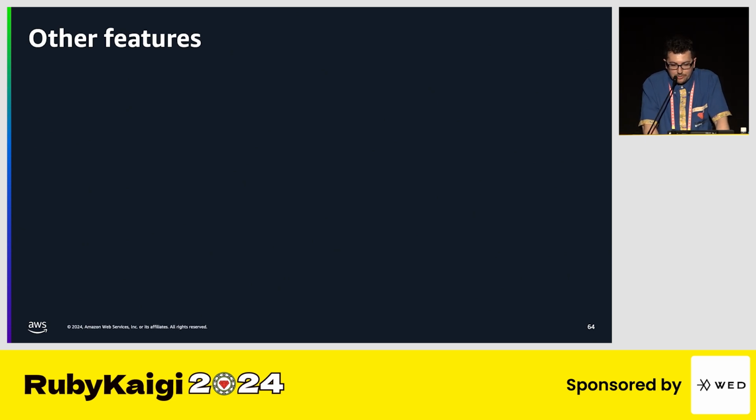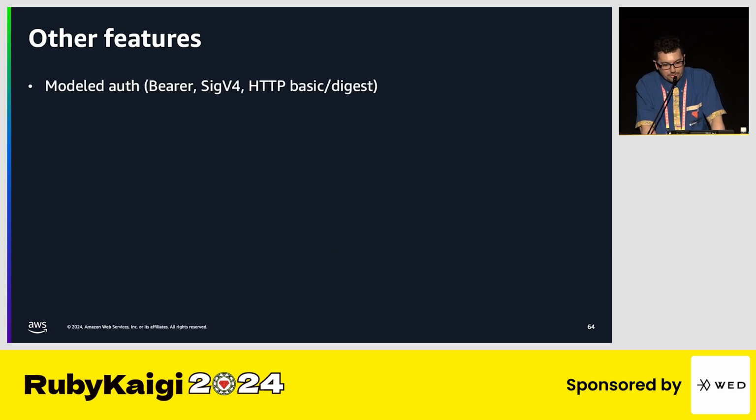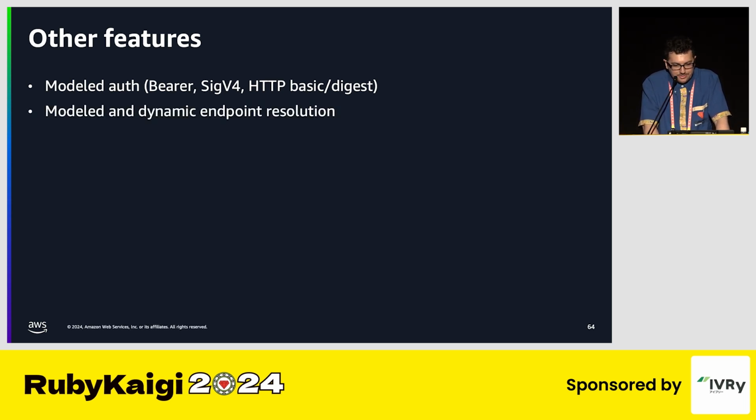The SDK supports other features such as modeled authentication. You may want your service API calls to be authenticated. You can use Smithy to find authentication such as API key auth, HTTP basic or digest, or even SIG-v4. Rails provides mechanisms for most of these out of the box to add these to your API. You can also create your own auth scheme if you want.